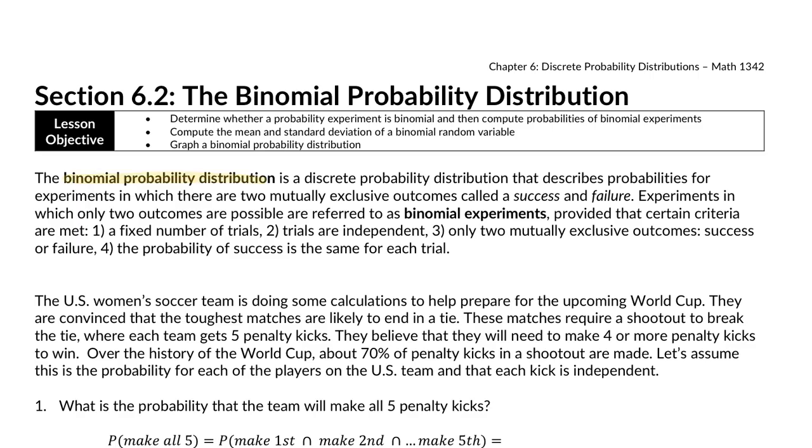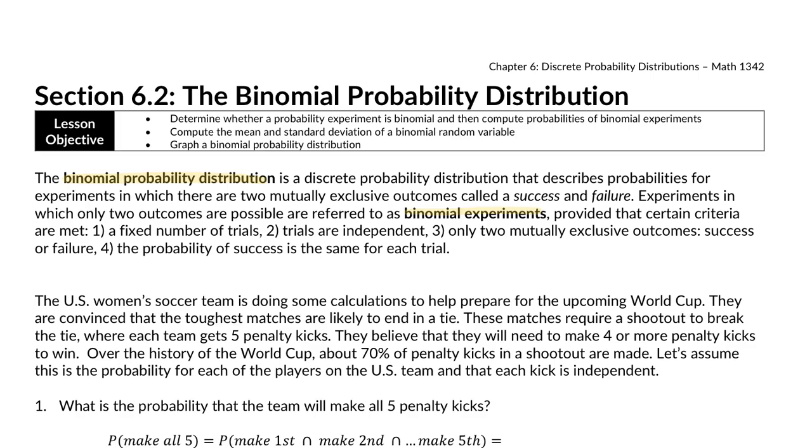A binomial probability distribution is a discrete probability distribution that describes probabilities for experiments in which there are only two outcomes, two mutually exclusive outcomes. We will call them the success and the failure. Not necessarily that the success is a good thing, but that's what we're looking for. Failure is what we're not looking for. There are only two options. Experiments in which only two outcomes are possible are called binomial experiments, provided that they meet four criteria.